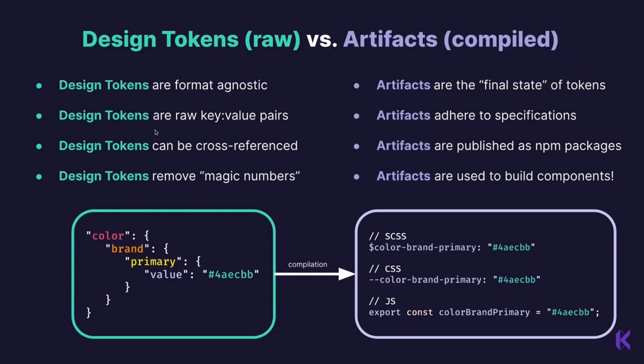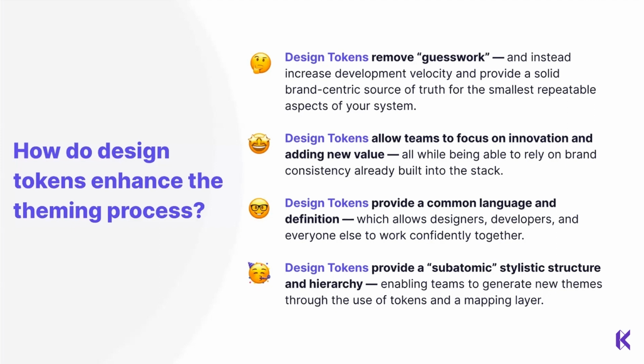And lastly, artifacts are used to build components. And there's lots of ways that that can take shape, and we'll look at some of that as we keep on moving. So bringing all this together, how do these design tokens enhance this theming process and give us the ability to iterate and move with speed?